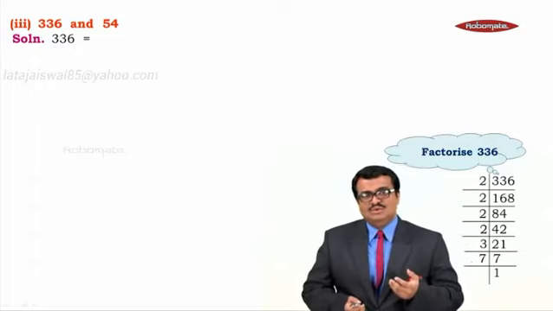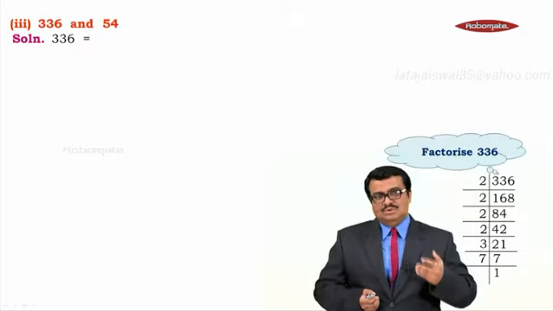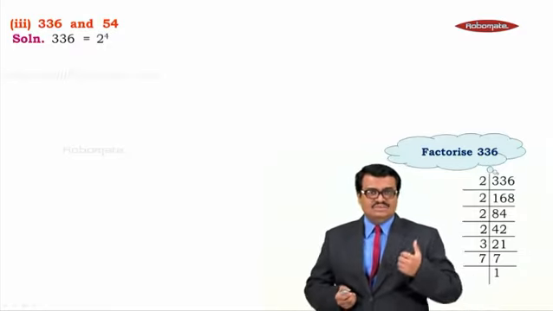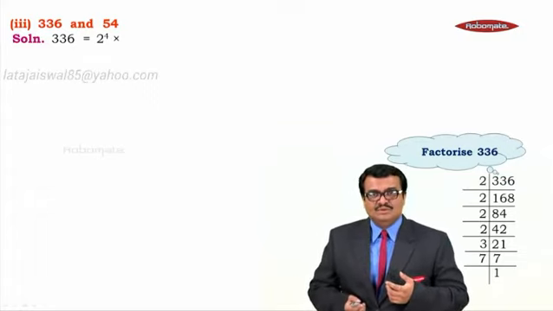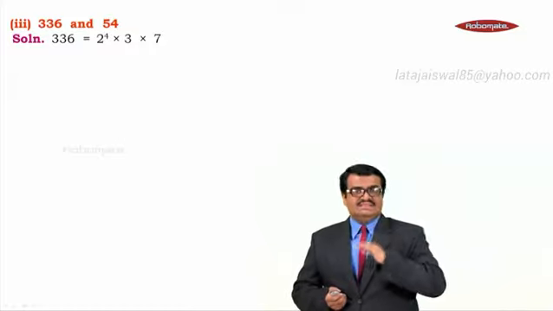Okay. Now how many 2s we have? 1, 2, 3, 4, 4 2s, 2, 2, 2, 2, then 3 and 7. So let us write it as 2 raised to 4, since 4 2s are there, 2 raised to 4 into 3 into 7. Okay. So 336 is factorized.